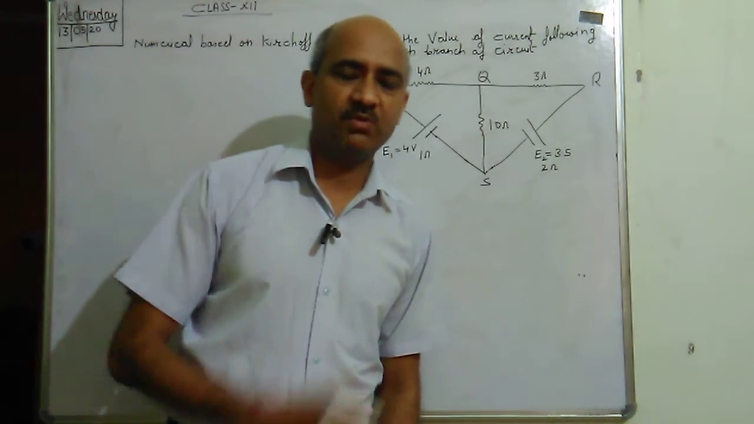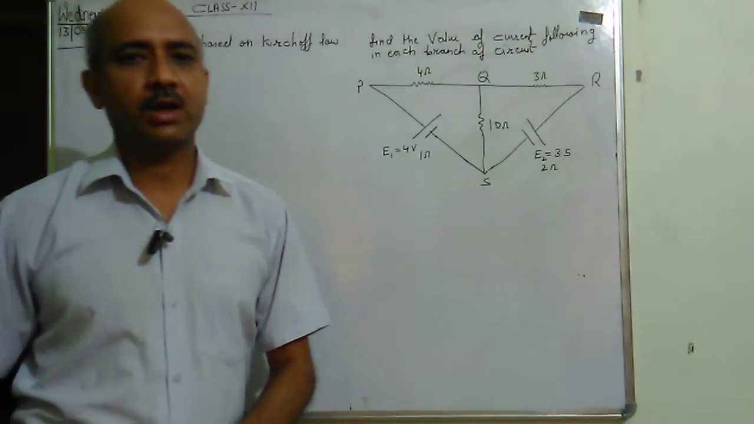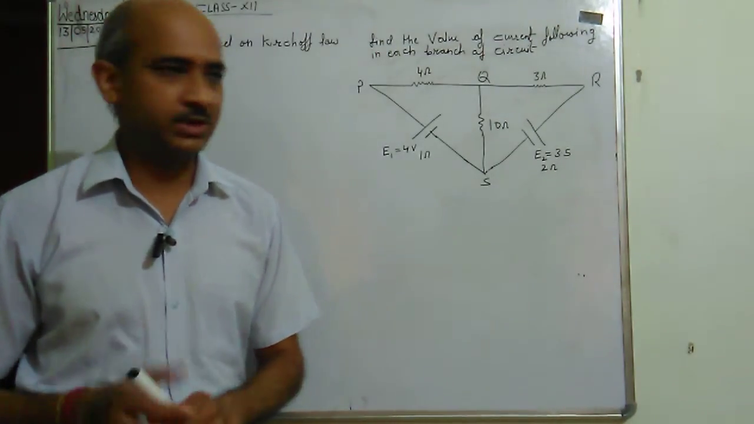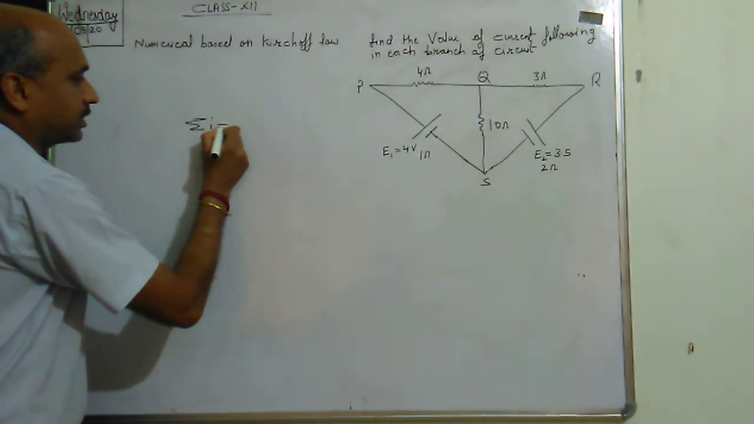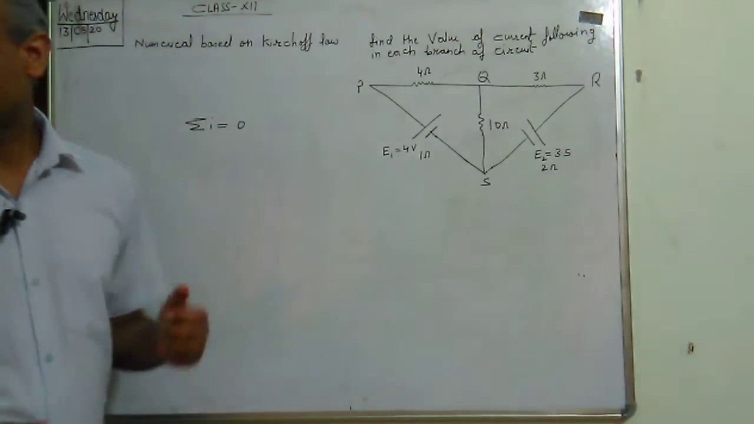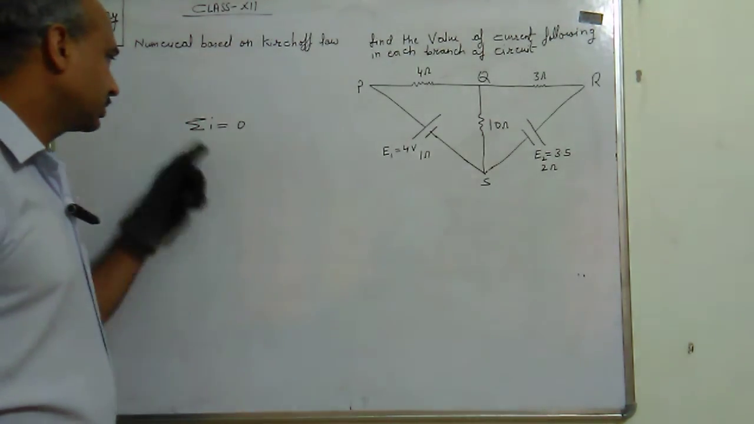Now before starting with the numericals, let me tell you what the Kirchhoff laws tell you. There are two laws of Kirchhoff. The first law says that summation I equals 0. It means that the total current at any junction is 0. This is the first law.